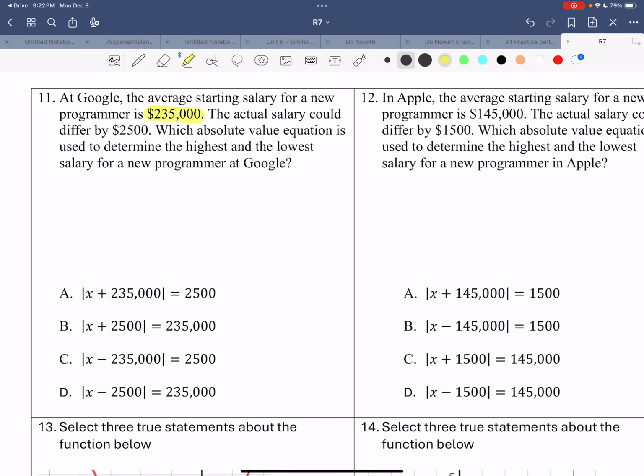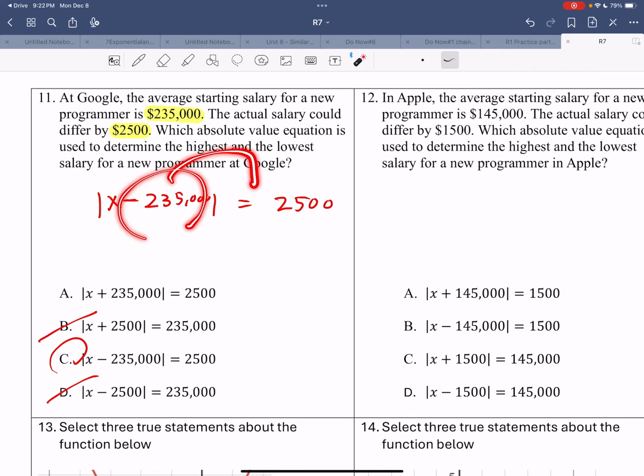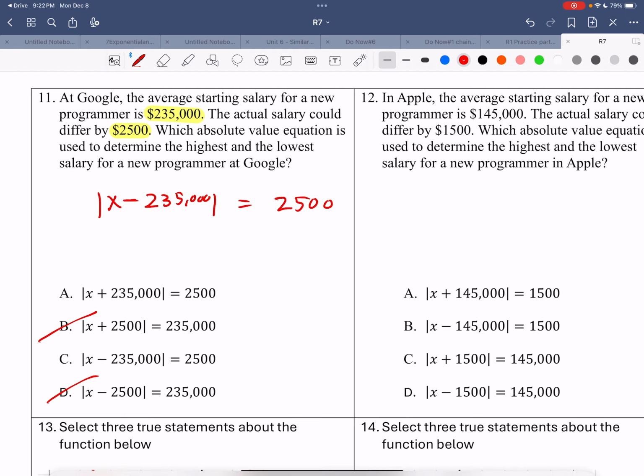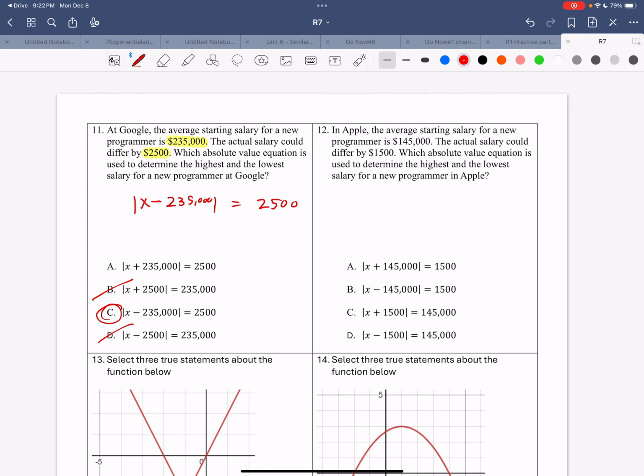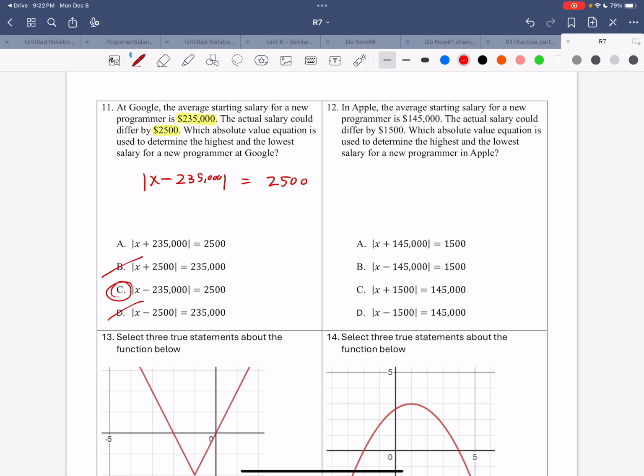Always put the bigger number inside the absolute value. So I'm going to put 235 inside here, so I can cross out these two. And the small number goes on the other side. Again, the sign should always be negative, because when you move this one to the other side, it turns into positive. So keep that in mind: you always put the bigger number with a negative sign. That's what you need. So try question number 12 by yourself.